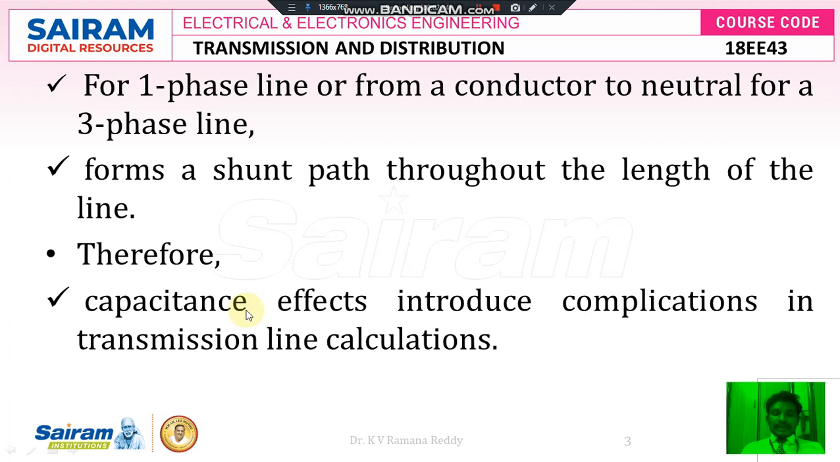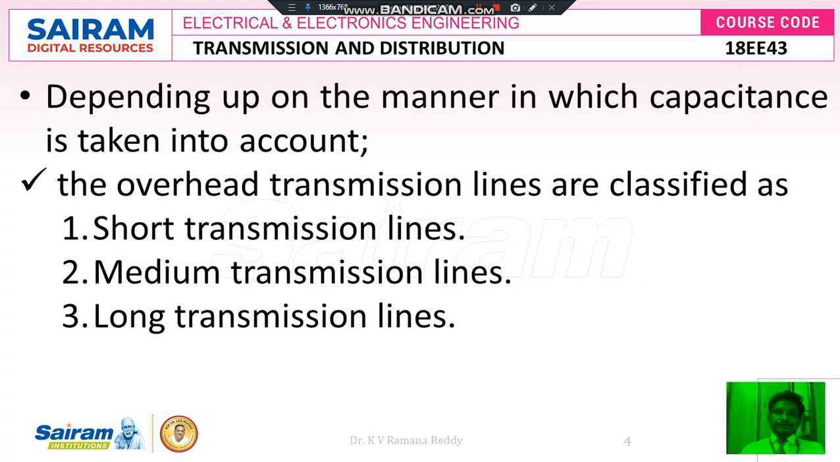So there is a charging current and a discharging current for the capacitance which exists per unit length of the given transmission line. The charging current formula we can write as IC equals V by XC, where XC is nothing but 1 by 2 pi FC. So there is a charging current and a discharging current. This charging and discharging current, simply called the capacitance effect, introduces complications in the transmission line calculations while we are doing the calculations.